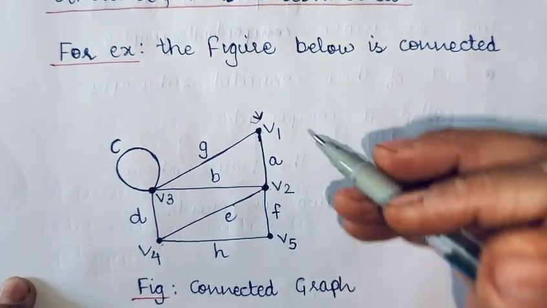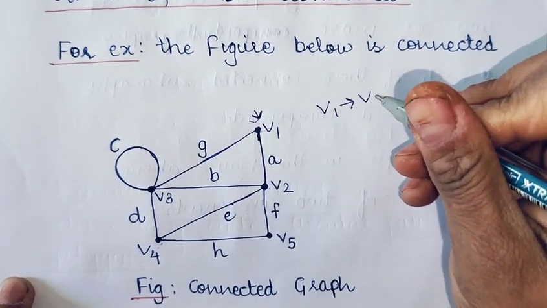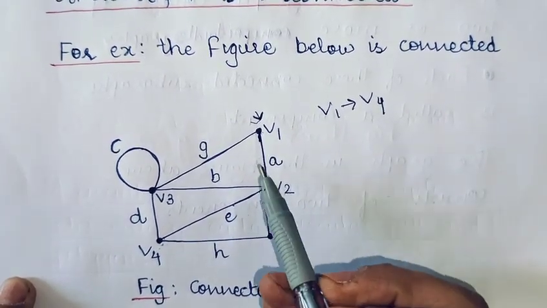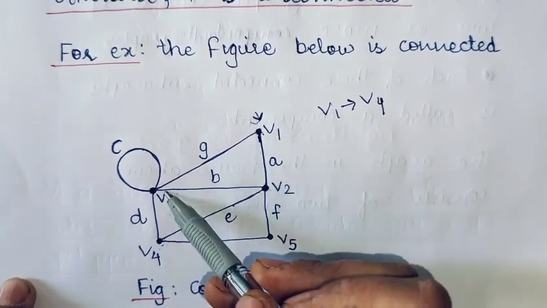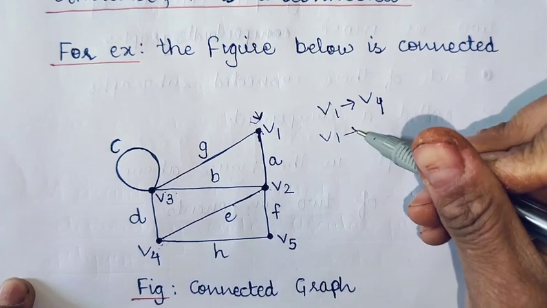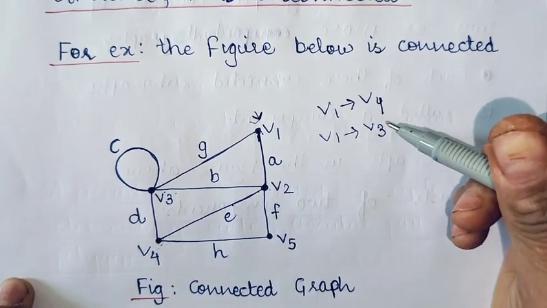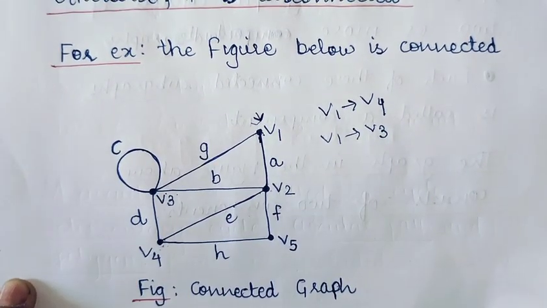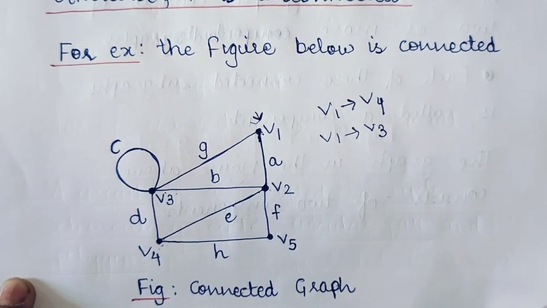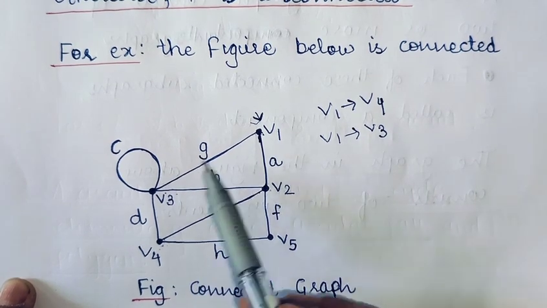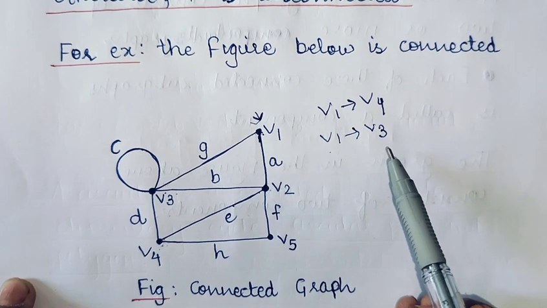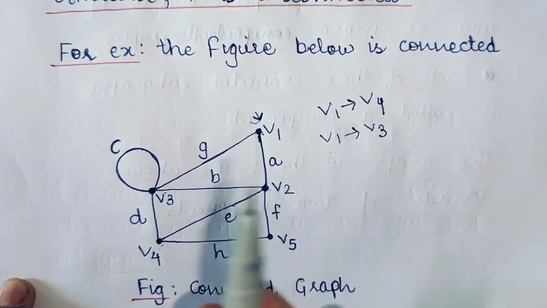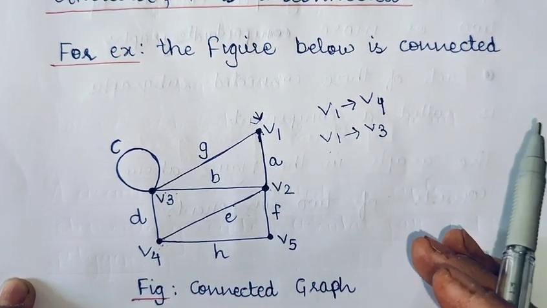From V1 to V4, there is a path. Then moving on from V1 to V3, let's check. There is a direct path from V1 to V3. We need to have at least one path. If one path is found, that is sufficient. We may have more than one path, but that is not the concern here. The concern is that we need to have at least one path. So this one path exists and we can clearly see the path between V1 and V3 is a direct path. Though it does not matter whether the path is a direct path or an indirect path.